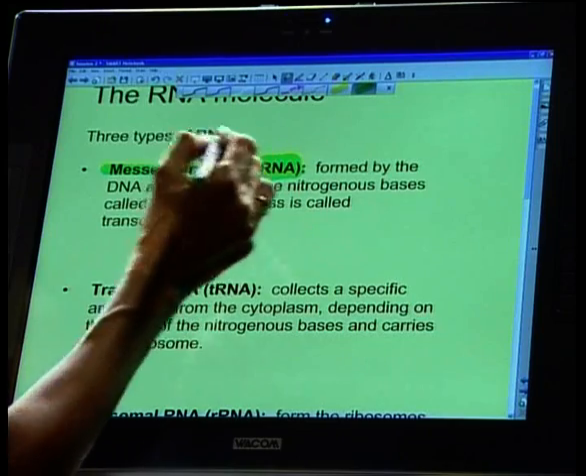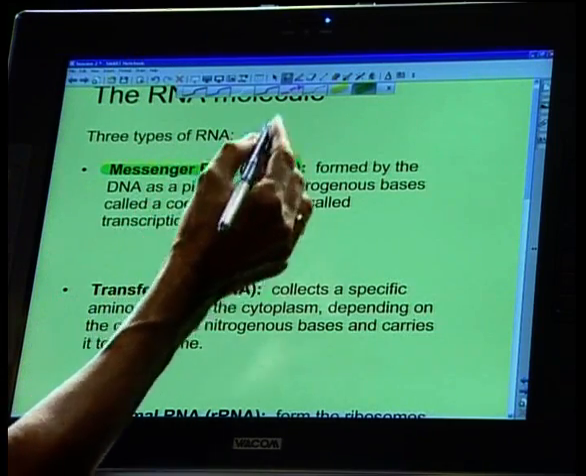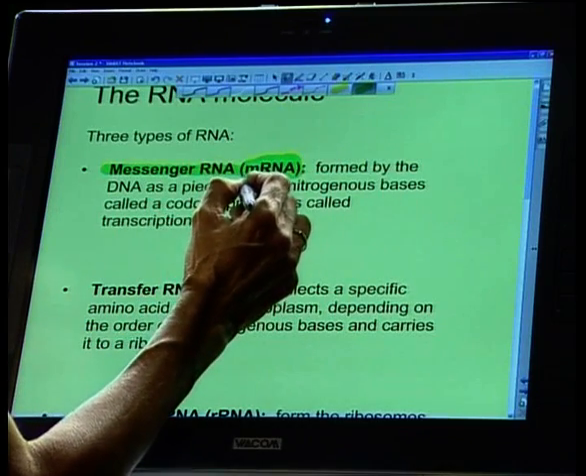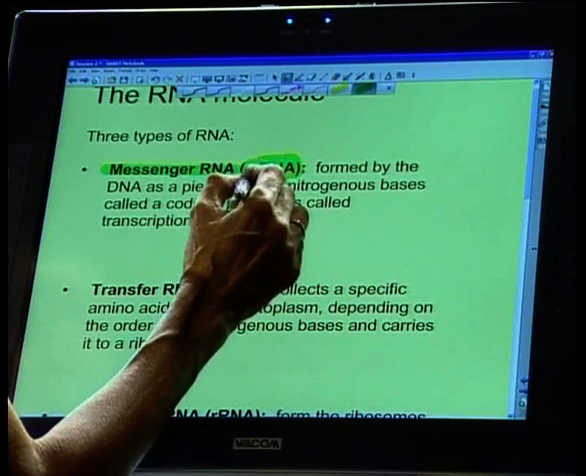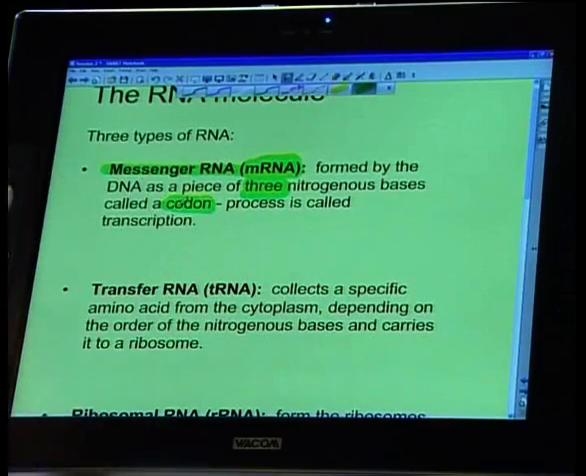So messenger RNA, what does it do? It's formed by the DNA as a piece of 3 nitrogenous bases. Now people, very important, there are 3 nitrogenous bases. It's little groups of 3. And those little chains of groups of 3 are called a codon. Okay? The process to do this is called transcription.